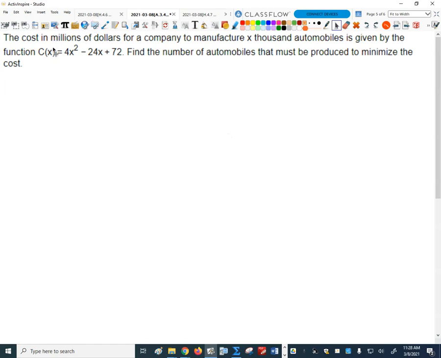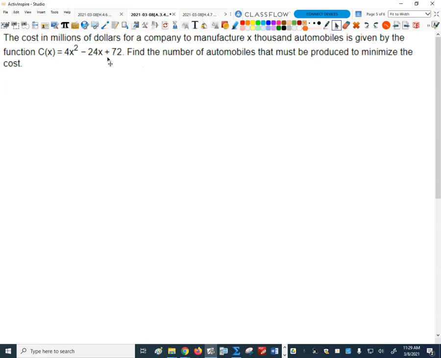What if they give us a function like this, where this is a cost function? They're telling us the cost in millions of dollars for a company to manufacture x thousand automobiles. So they're defining what this function means. x is our input, and x represents the number of thousands of cars that your company is building. C is the output, and that represents the cost of manufacturing in millions of dollars. We want to find the number of automobiles that must be produced to minimize the cost.